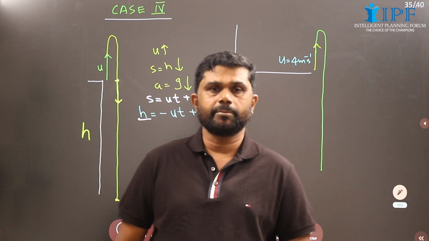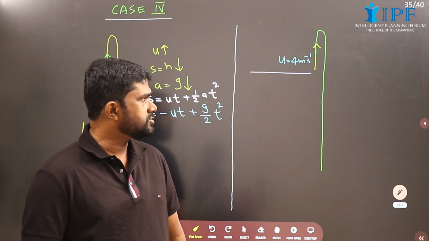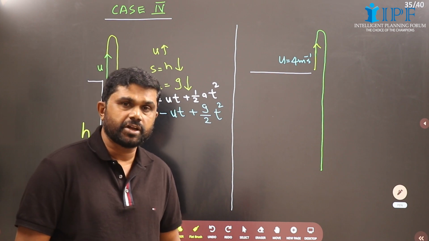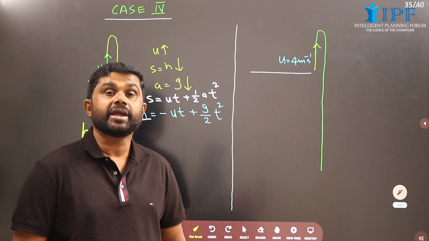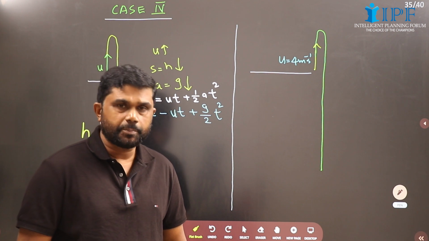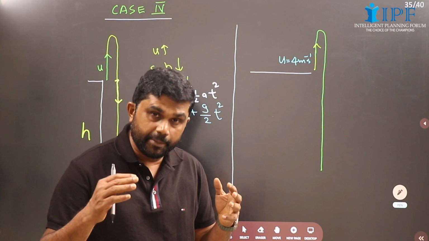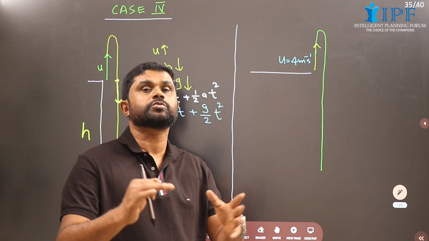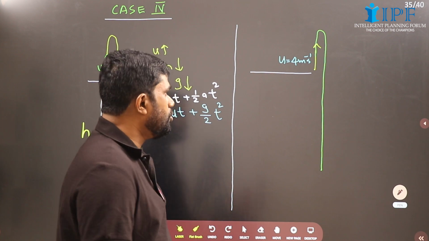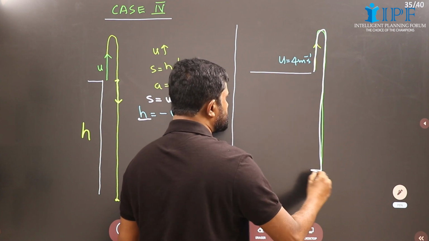As an example, you might have seen this question in the last question paper. A body is projected vertically up with an initial velocity of 4 meter per second from a bridge, and it strikes the water after 4 seconds. Now the question is, what is the height of the bridge? It goes up like this, and ultimately it reaches the water.